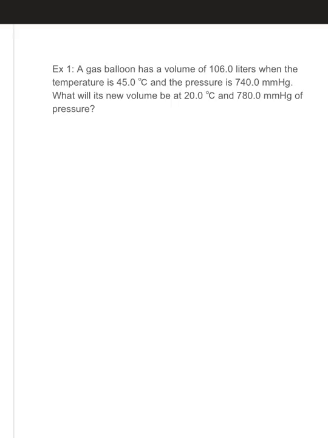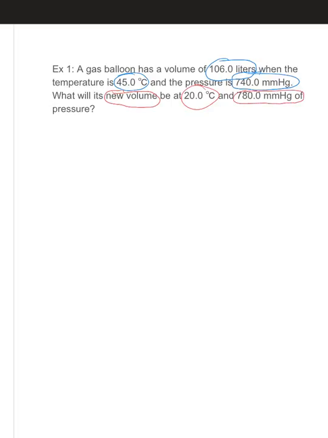So practice problem number 1 is pretty straightforward. I'm going to go ahead and circle the initial conditions in blue. It says a gas balloon has a volume of 106.0 liters when the temperature is 45.0 degrees Celsius and the pressure is 740.0 millimeters of mercury. Then it says what will be its new volume, so that is a second set of conditions, at 20.0 degrees Celsius and 780.0 millimeters of mercury.